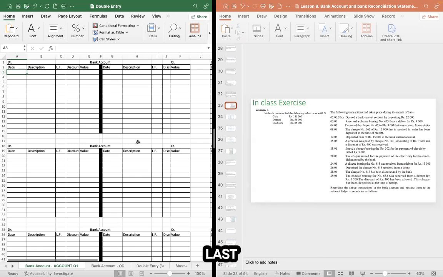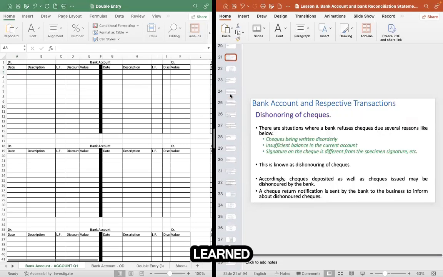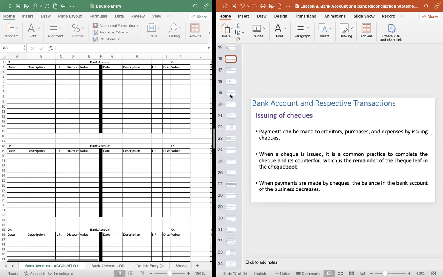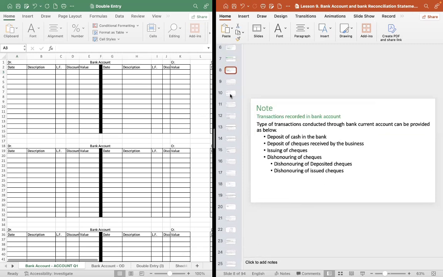Okay, now over the last week, we learned about the bank account and the particular transactions in it. Basically, we learned about four types of transactions: deposit of cash in the bank, deposit of checks received by the business, issue of checks, and dishonoring of checks, and there were two types of dishonoring of checks, that are dishonoring of deposited checks and dishonoring of issued checks.